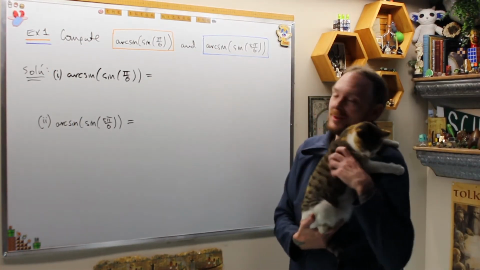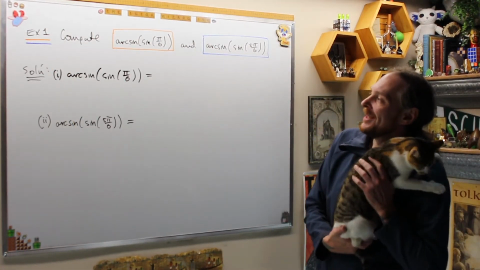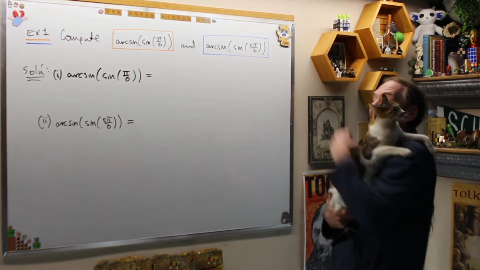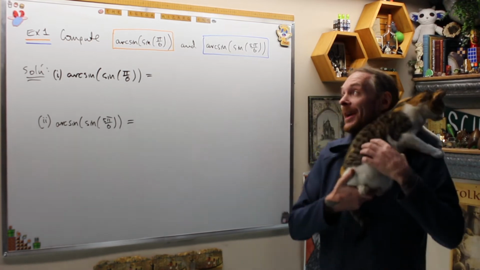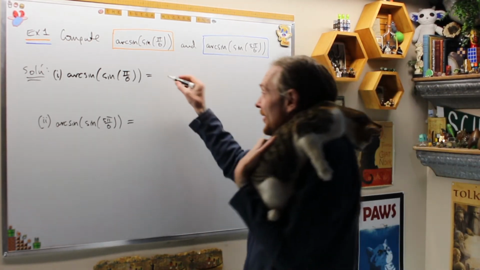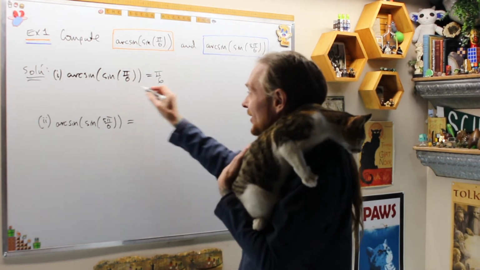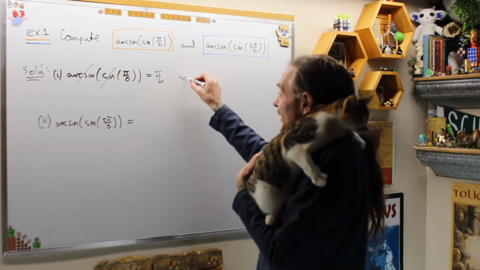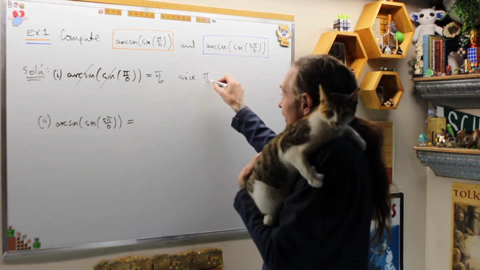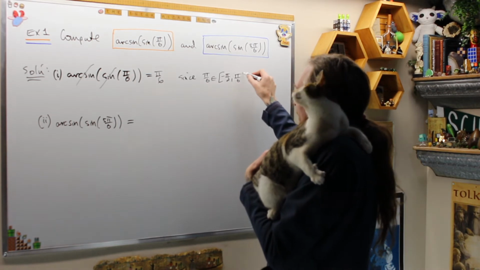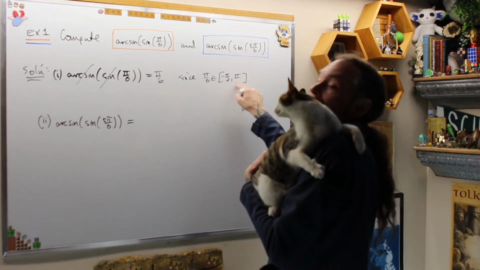All right, so example 1, let's compute arcsine of sine of pi over 6 and arcsine of sine of 5 pi over 6. Pi over 6 is in the domain, so this one is equal to just pi over 6, which essentially means they cancel each other. When can you do that? Since pi over 6 is inside negative pi over 2 to pi over 2.